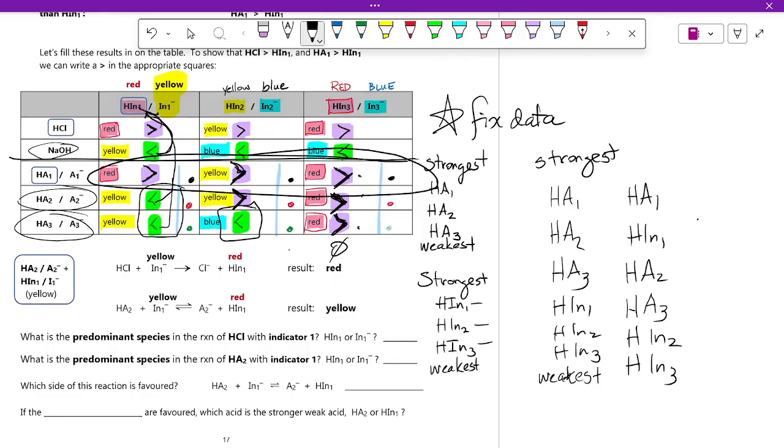Chat with your neighbor about this. See if you can figure it out. Who's going to be the top acid? It's got to be either HA1 or HIN1, right? Which one goes on the tippy top? And then you can look at what goes at the very bottom. It's either got to be HA3 or HIN3, right?